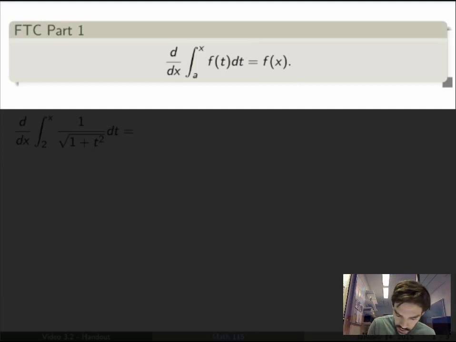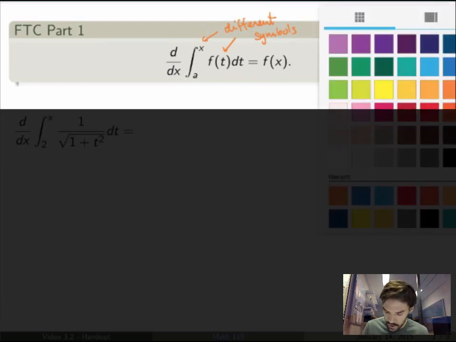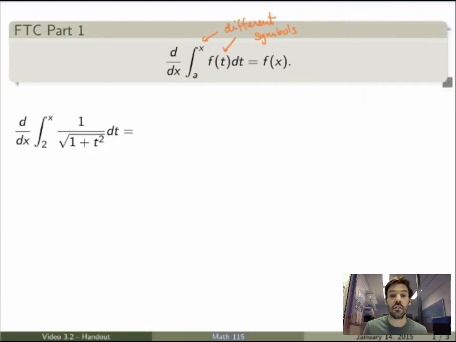Now one thing that's very important to note here is that I'm using different symbols for the x, the endpoint, and the variable t over which I am integrating. So you cannot use, for example, x in both cases. That would be wrong because you would use the same symbol to denote different things. t is the dummy variable over which I'm integrating, while x here is the endpoint of the integral. Okay, so let's see how we can use that in concrete problems.